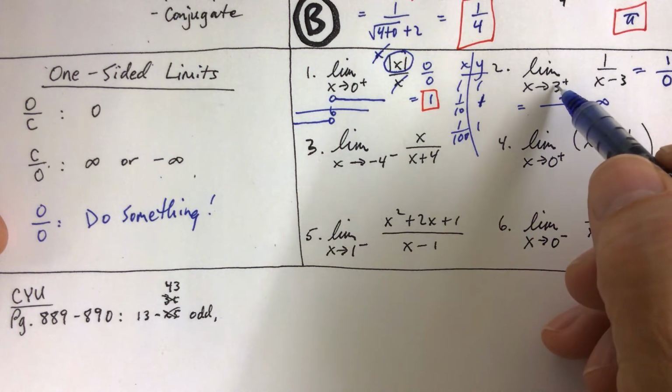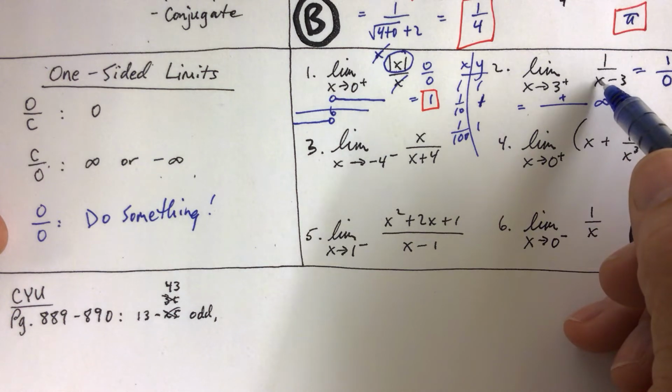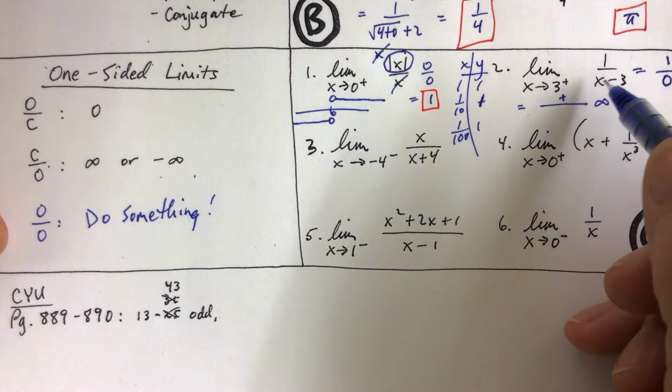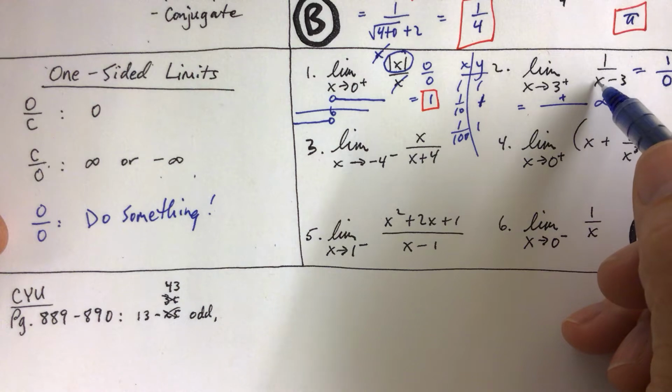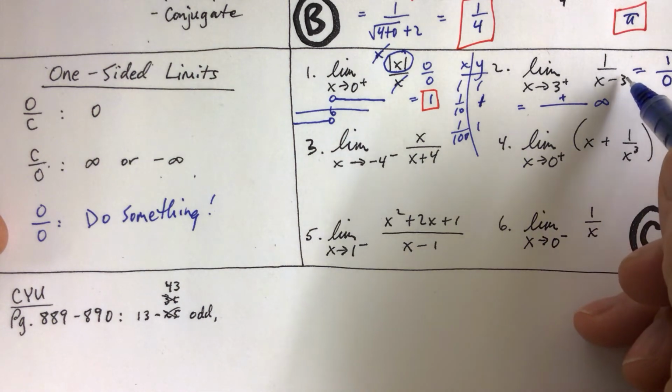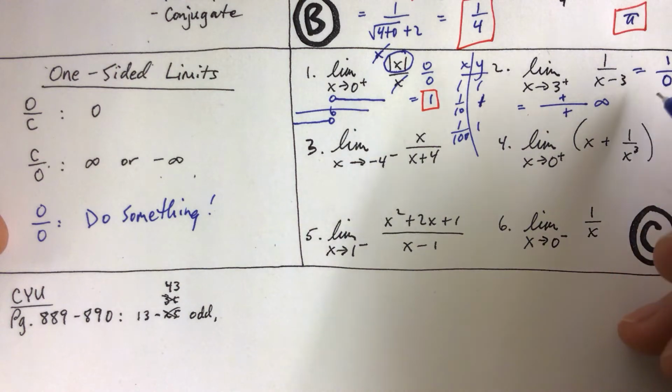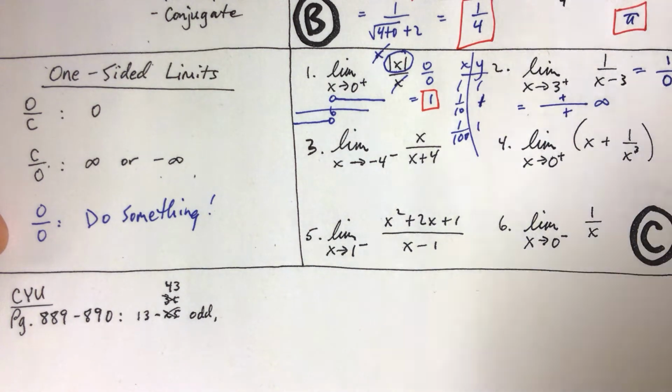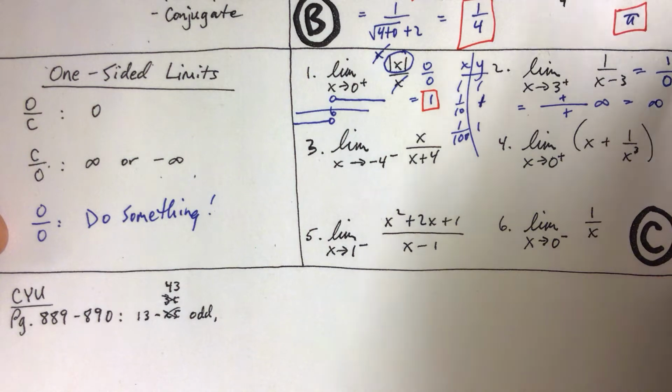As x is approaching 3 from the right, 3.1 minus 3, 3.01 minus 3. Well, no matter what number you replace x with, as long as it's bigger than 3 and you subtract 3 from that, the answer is going to be a positive number. So all you have is positive infinity. That would be a vertical asymptote right there.